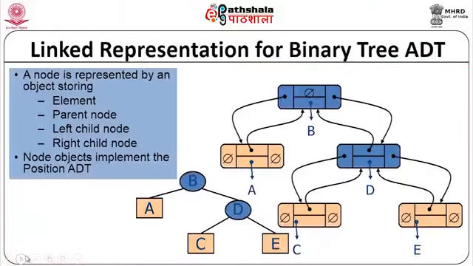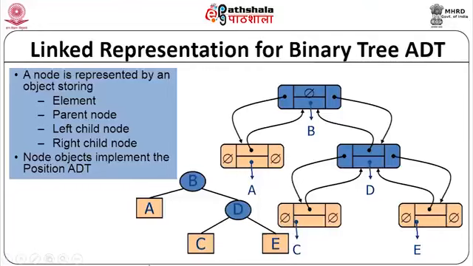Now, we go to the next and very common representation of a binary tree, and that is the linked representation of the binary tree. A node is represented by an object storing an element, and it can have a parent node. There are other representations also. This particular linked representation also gives you the parent node, the left child and the right child. There is another representation where you do not have the parent node link, which depends on what type of operations you do and the representation you want to have. The node objects implement the position ADT. We assume that there is a position ADT available to you.